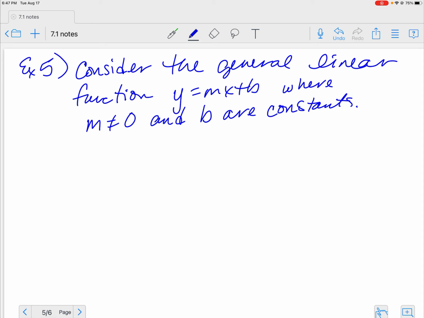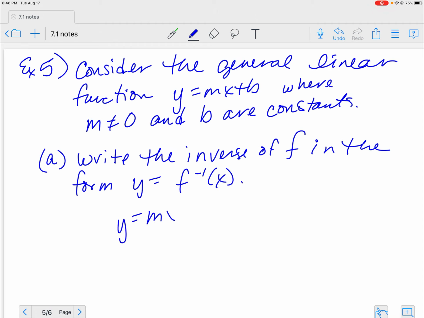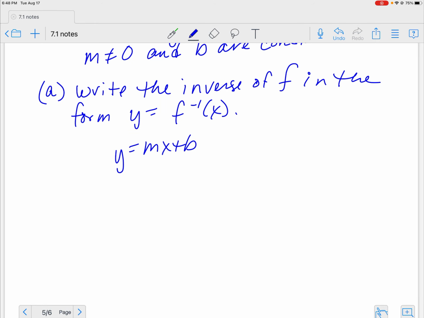Okay, so here is part A. We want to write the inverse of f. Write the inverse of f in the form y is equal to f inverse of x. And I'm given y is equal to mx plus b. So remember, the very first thing we always want to do if we're going to write an inverse is to swap out those x's and y's.